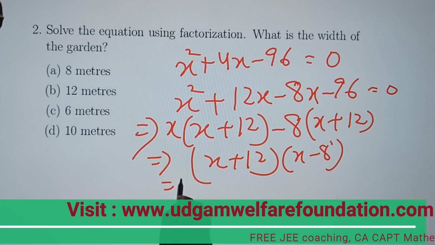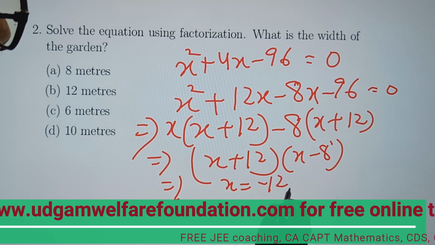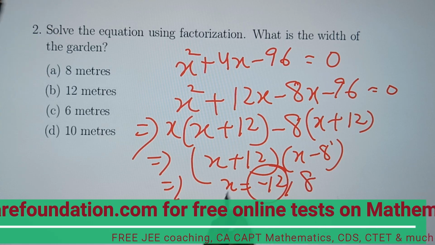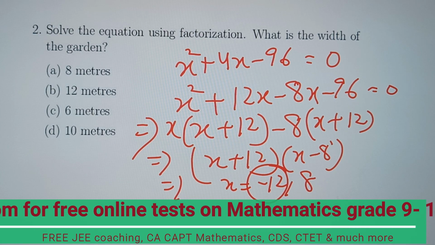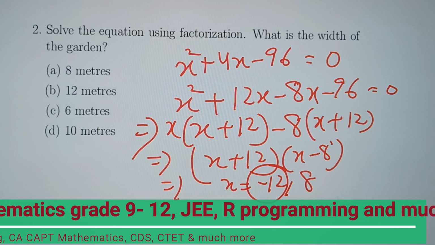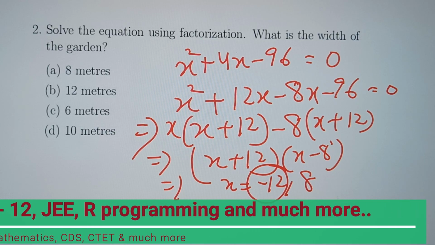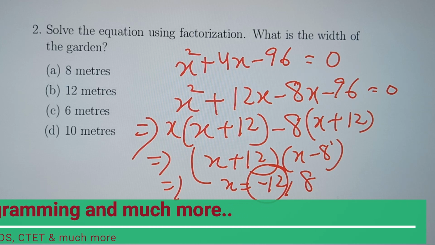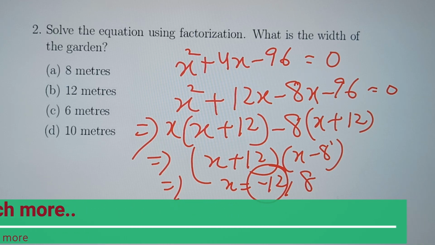So therefore our values are x equal to minus 12 and 8. Obviously minus 12 is not going to help us, and this is not the right solution for this quadratic equation, as x is the width of the rectangular area. Therefore we can say that x equals 8 is the correct answer here.